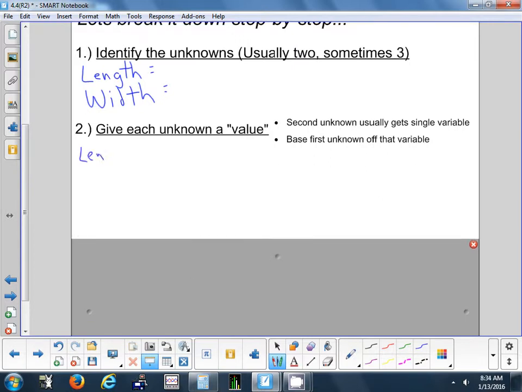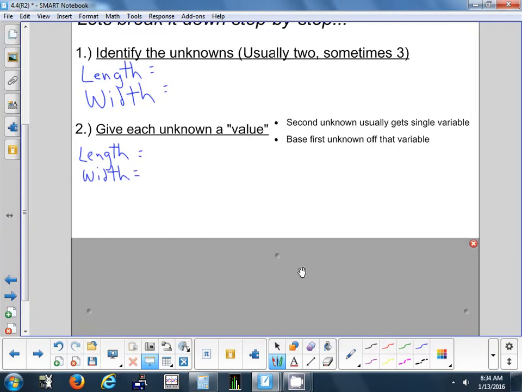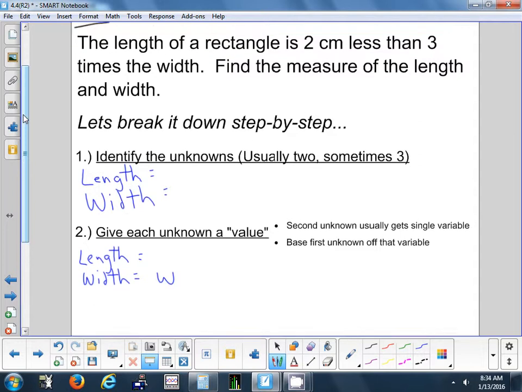Again, same order, length, width. Width is the second thing mentioned. Well, the last thing in the problem, right? So what does that mean? What can I put for width? W, right. All right, width will be W. Now, we got to go back up. We got to figure out anything we do for length is going to be based off this W.